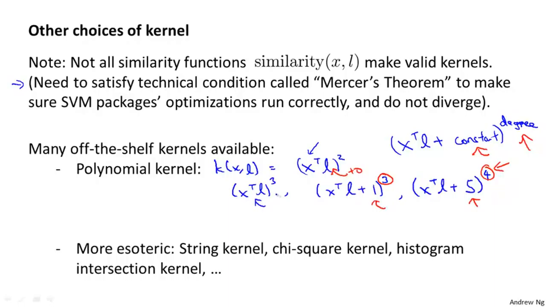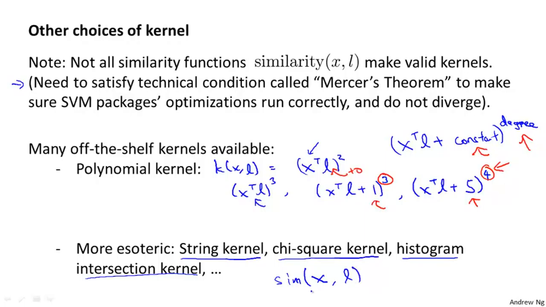And then depending on what you're doing, there are other, more esoteric kernels as well that you may come across. There's a string kernel. This is sometimes used if your input data is text strings or other types of strings. There are things like the chi-square kernel, the histogram intersection kernel, and so on. There are more esoteric kernels that you can use to measure similarity between different objects. So, for example, if you're trying to do some sort of text classification problem where the input x is a string, then maybe you want to define the similarity between two strings using the string kernel.